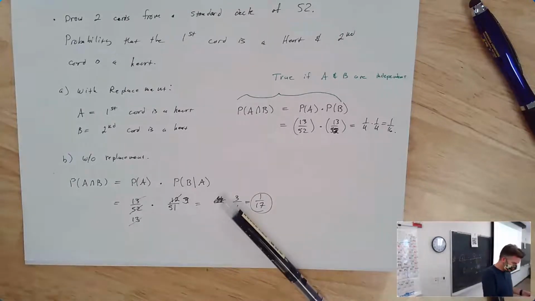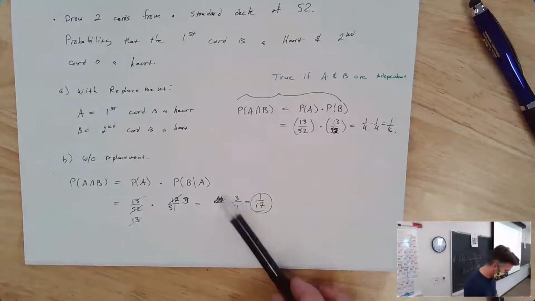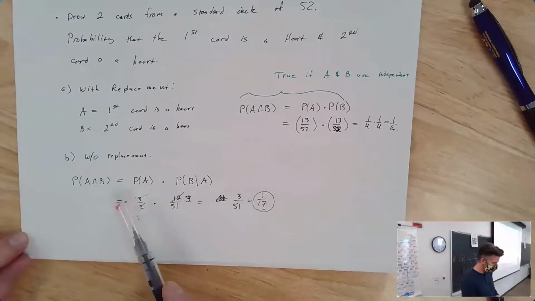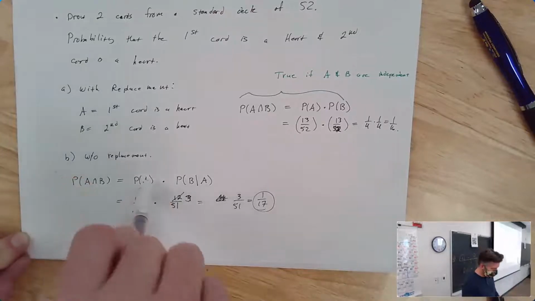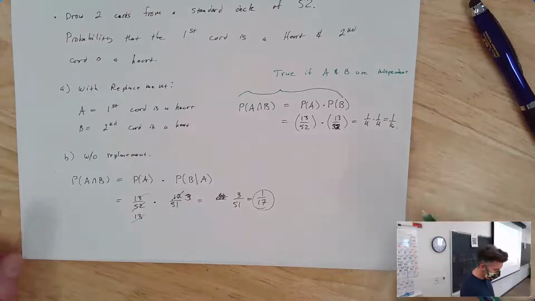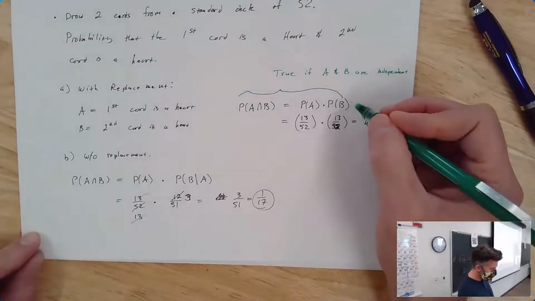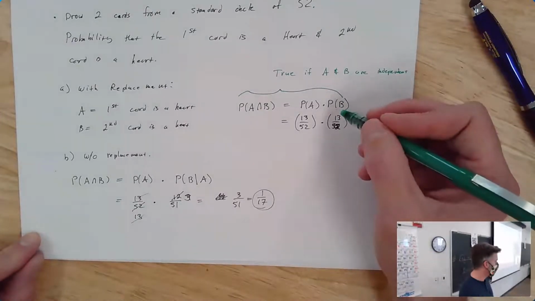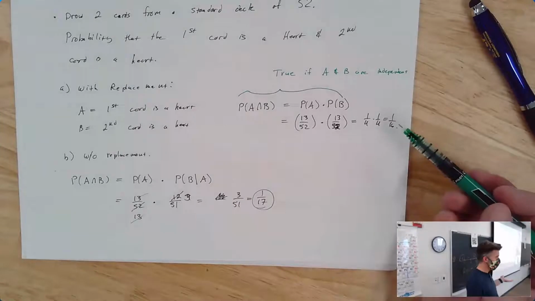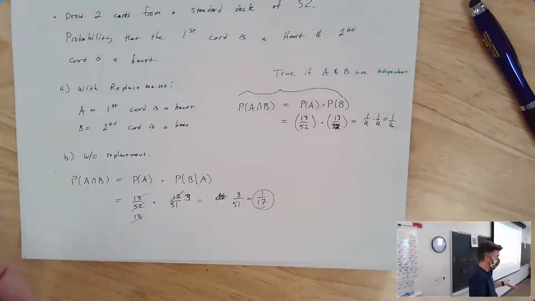So this is kind of the idea behind conditional probability, is that if you're trying to find the probability of A and B, it's the probability of A times the probability of B given that A happened. It's the same formula here. It's just that the probability of B given A is the same as the probability of B, because knowing that A happened in this instance here with replacement doesn't affect the probability of B.